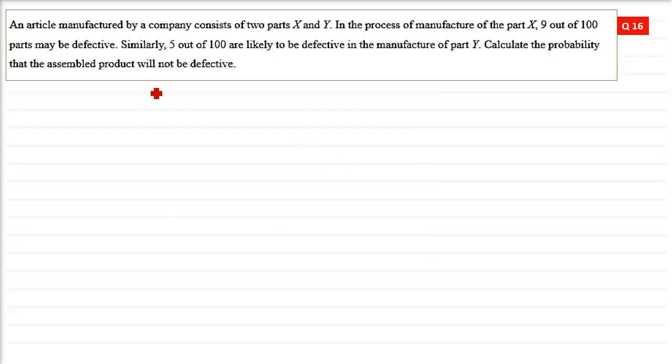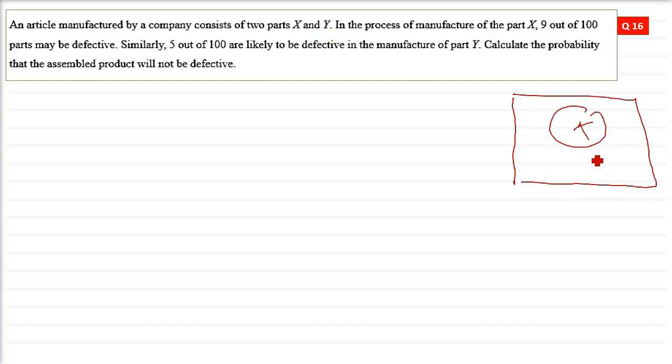An article manufactured by a company consists of two parts, X and Y. So in the article, two parts are being used, X and Y. In the process of manufacture of part X, 9 out of 100 parts may be defective. So we'll start with the defective probability. 5 out of 100 are likely to be defective in the manufacture of part Y. So there may be 5 of Y which are defective.